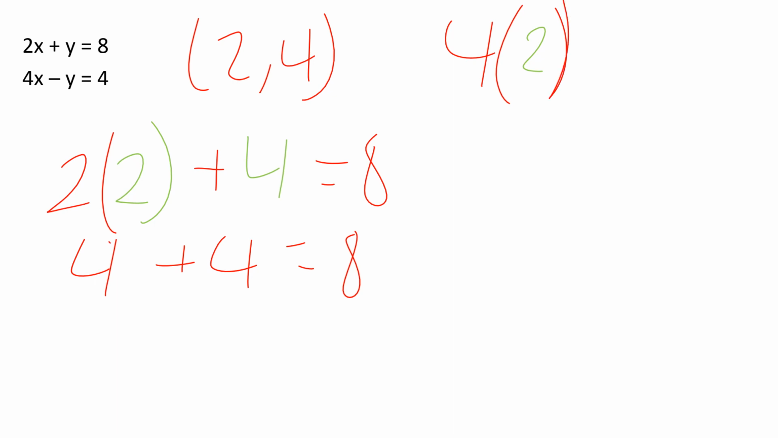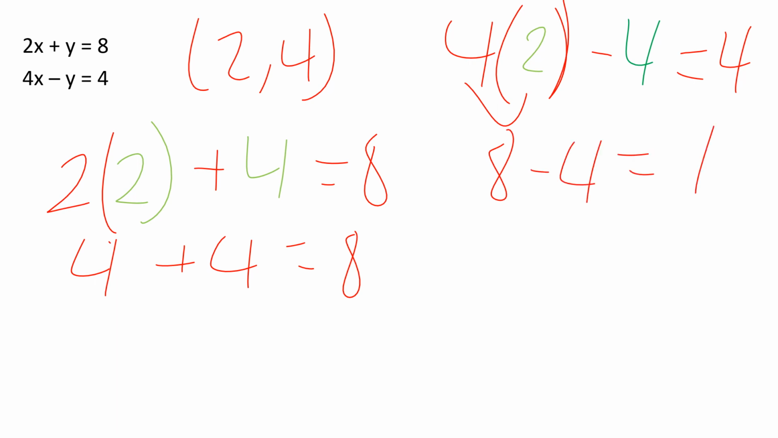Okay, 4 times 2 minus y is 4. It should be equal to 4. So 4 times 2 is 8, minus 4 is equal to 4. So yeah, our answer is 2, 4.